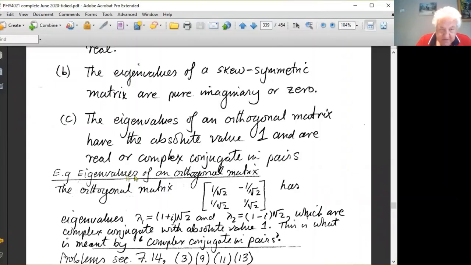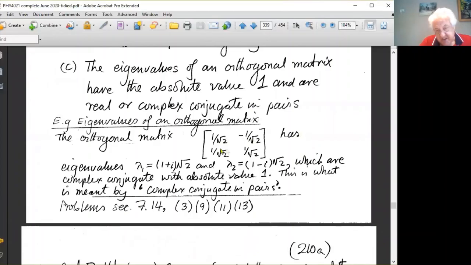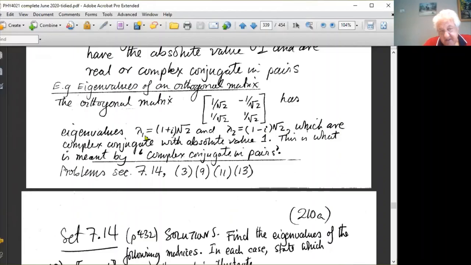Let's take an orthogonal matrix. You can check this is orthogonal by taking its transpose, which should be equal to its inverse, and then multiplying out to get the unit matrix. Now this has eigenvalues lambda 1 equals 1 plus i root 2, lambda 2 equals 1 minus i root 2. And this is actually what is meant by complex conjugate in pairs: one eigenvalue is the complex conjugate of the other. You can check that the magnitude of these eigenvalues is 1, by the normal procedure: if you take a complex number Z, its magnitude is Z multiplied by its complex conjugate, square rooted.